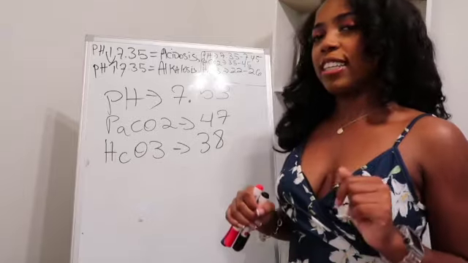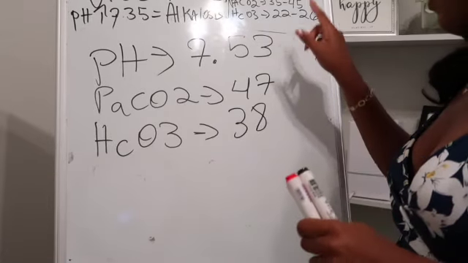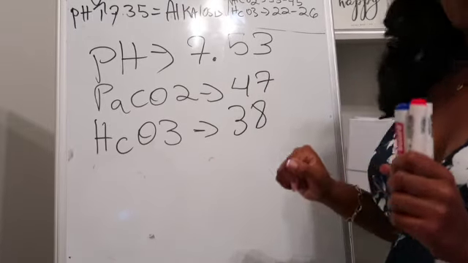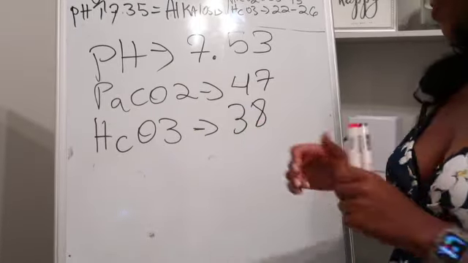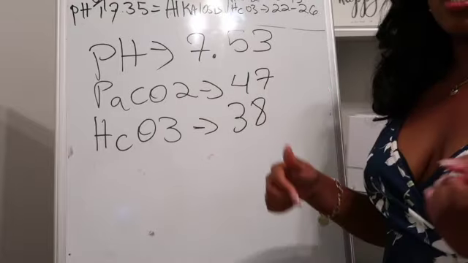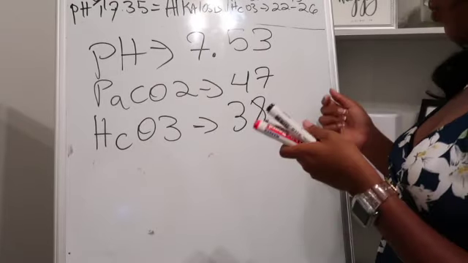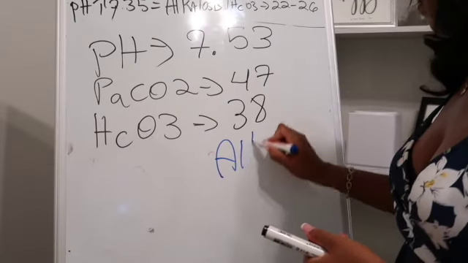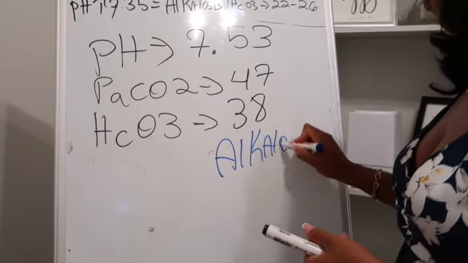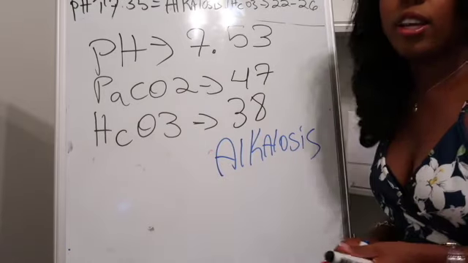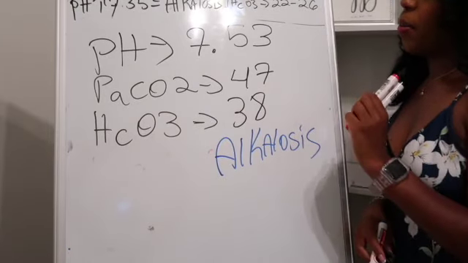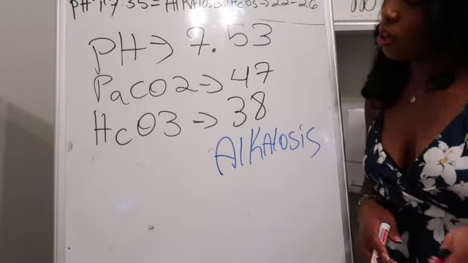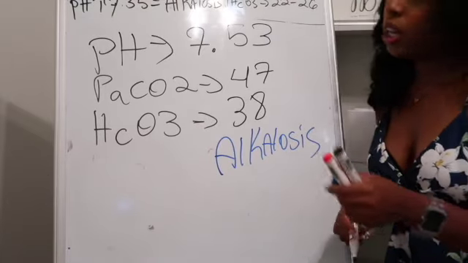Let's go to our next example. In this next example, we have a pH of 7.53, okay? Normal pH is 7.35 to 7.45. So 7.53 is more than 7.45, so we are dealing with some type of alkalosis. Okay, so let's look if it is something wrong with the kidneys or something wrong with the lungs, okay?